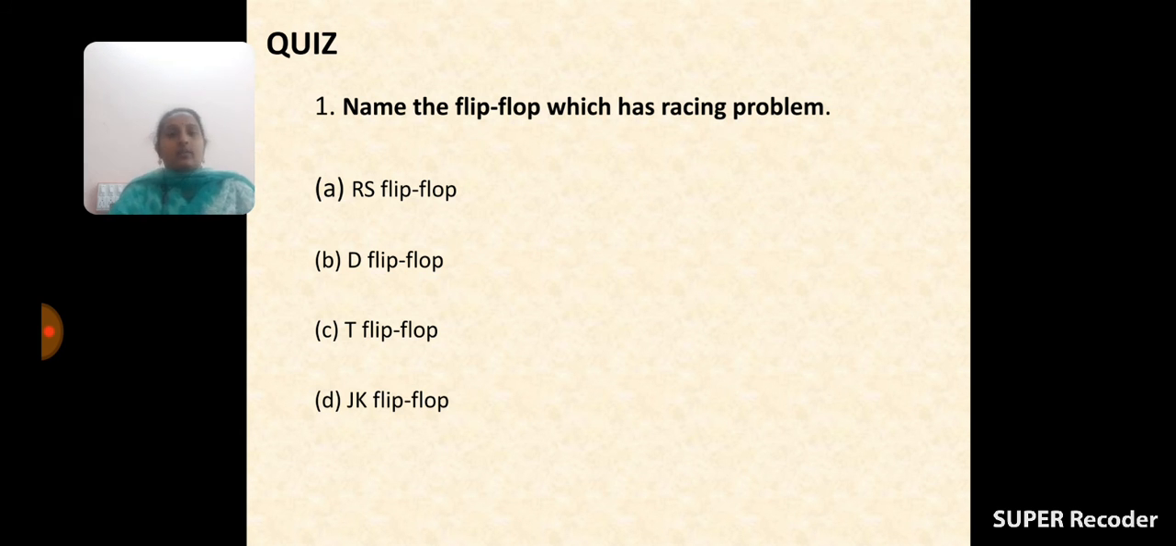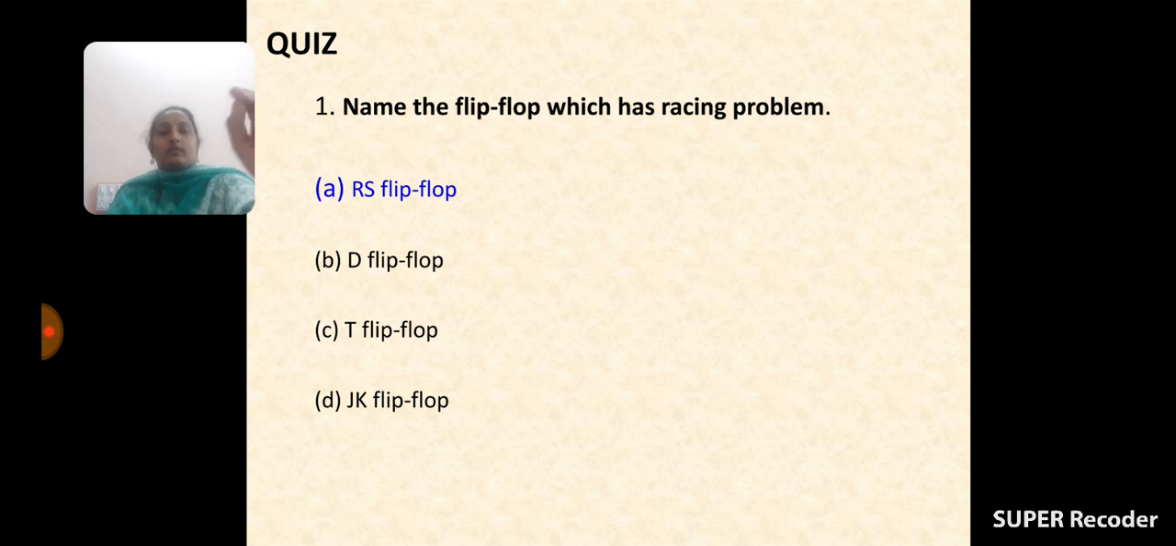And see, while coming to the flip-flops, the first question is, name the flip-flop which has a racing condition. Which flip-flop has the racing condition? RS flip-flop. And how can we eliminate that racing condition? With the help of JK flip-flop. In JK flip-flop, the toggle condition is there. And how can the toggle condition be eliminated? That we will discuss in the next class with the help of master-slave JK flip-flop.